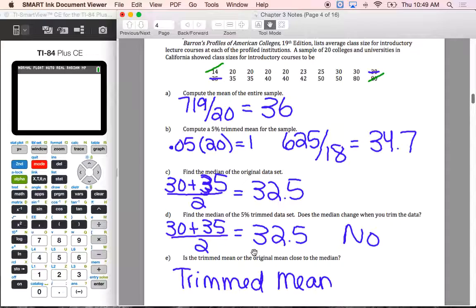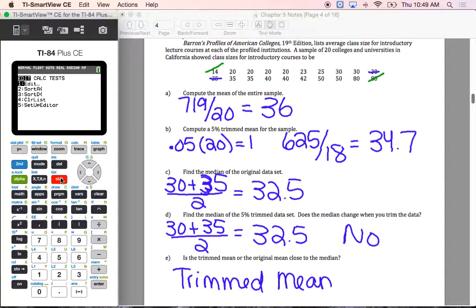To do it, we are going to hit the stat button. Again, look at your picture up here on the screen. Look at your calculator. My stat button is red. Look to see how your stat button matches up with mine. Then we want edit, so we want number 1. So you hit your stat button, and then you're going to go number 1, so you're going to hit enter for number 1.